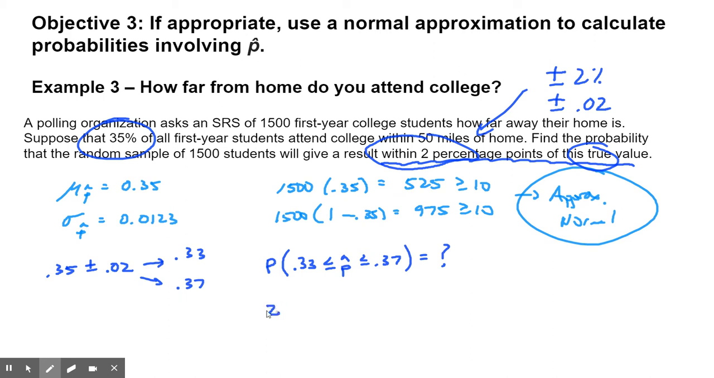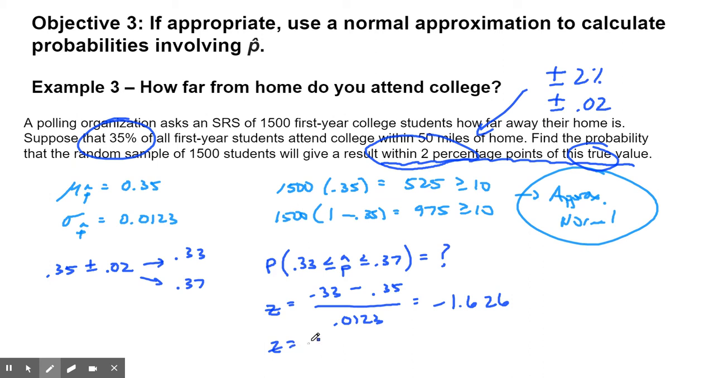So now comes our z-scores. We got to find two. One for 0.33. So we take the value minus our mean divided by our standard deviation. That's going to be, the top becomes negative 0.02 divided by 0.0123. And I got a z value of negative 1.626. Okay, now what's the other z value?